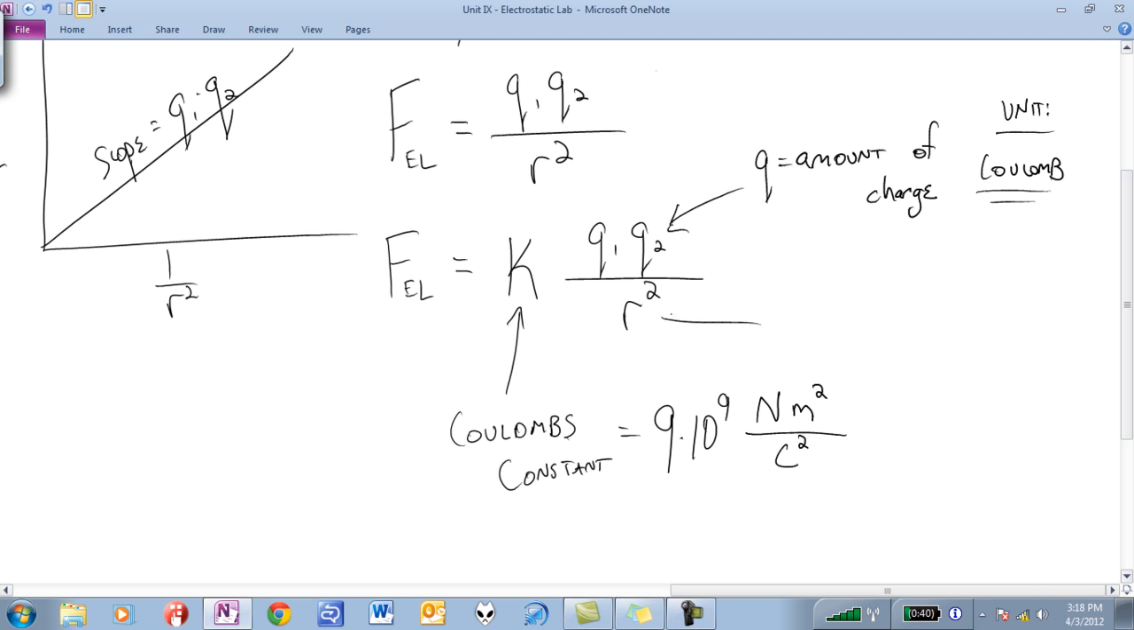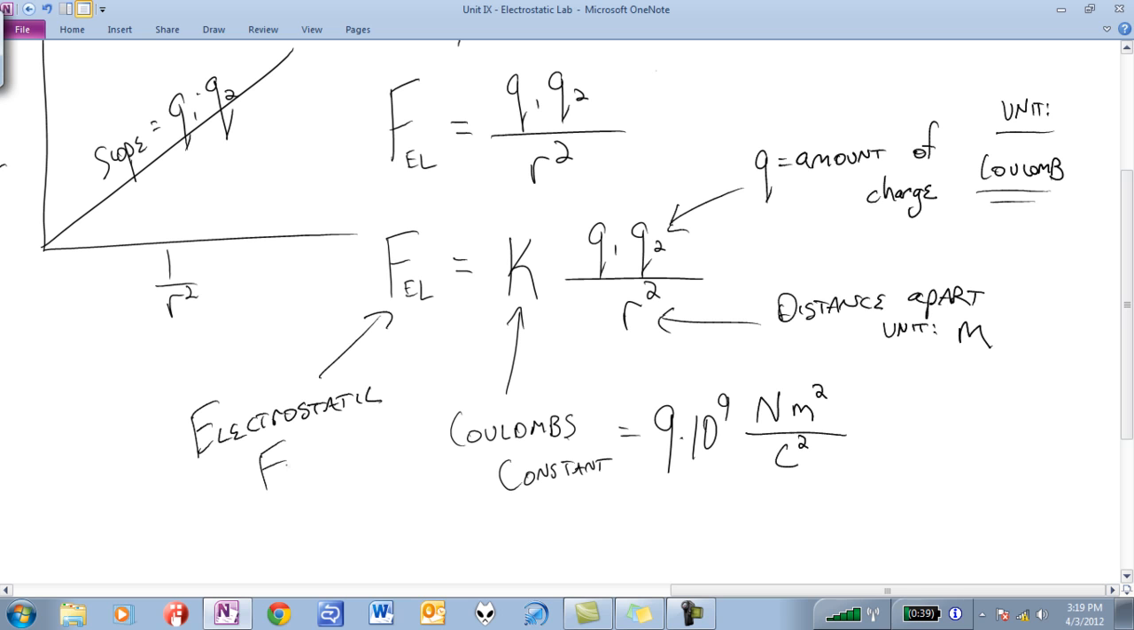And of course we have r, which is the distance apart, and as you can see in Coulomb's constant, the meters here mean, guess what, our unit for this has to be in meters if we want that to all work out nice and neat. And FEL is again our electrostatic force. A lot of people ask, what force are we solving for here? Well, this is actually the force between the charges.